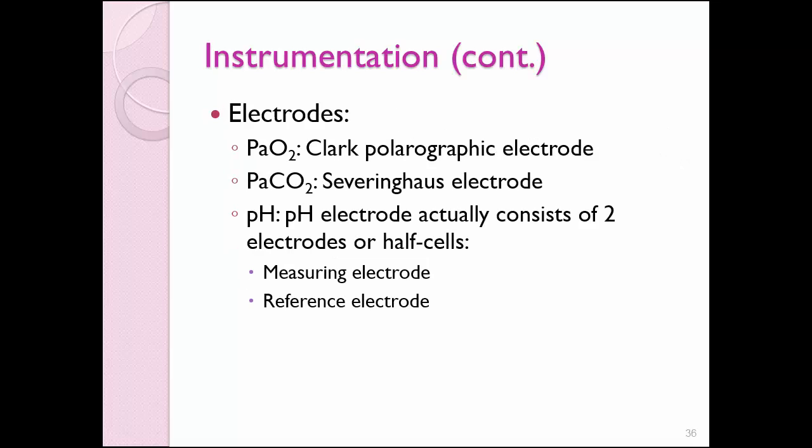And of course the NBRC doesn't like to say the PO2 electrode or the oxygen electrode. They'll call it the Clark polarographic electrode. The CO2 electrode is referred to as the Severinghaus electrode. And the pH is just the pH electrode typically, but it usually consists of two different electrodes or half cells. One of them is a measuring electrode and the other is a reference electrode.